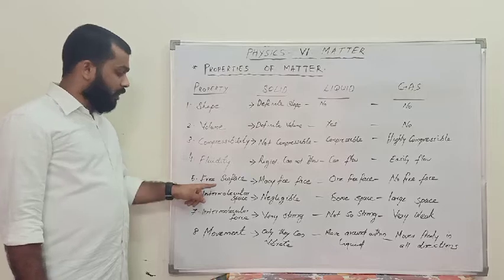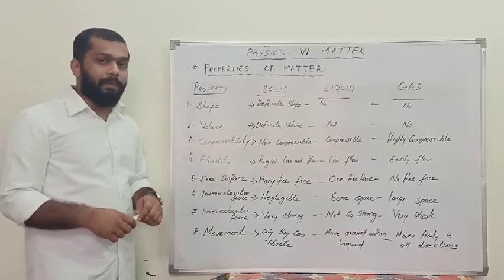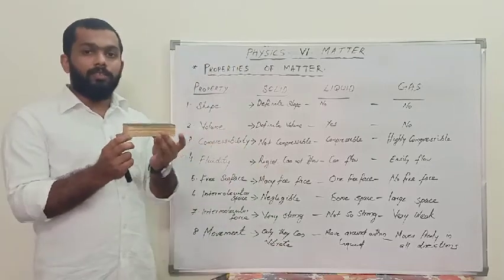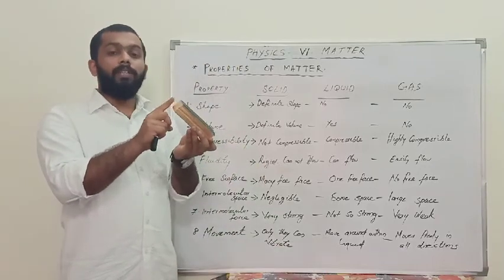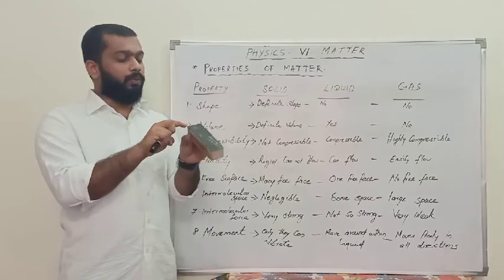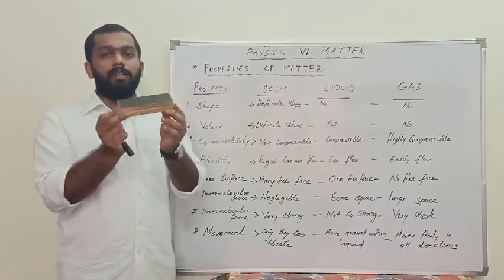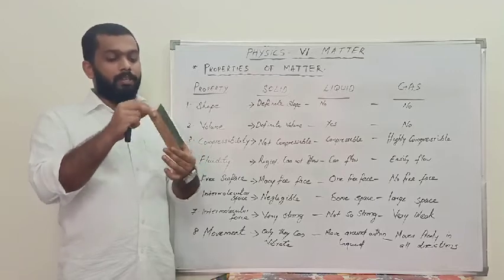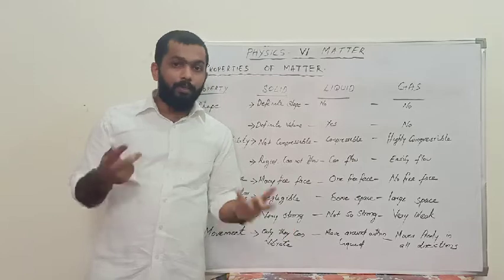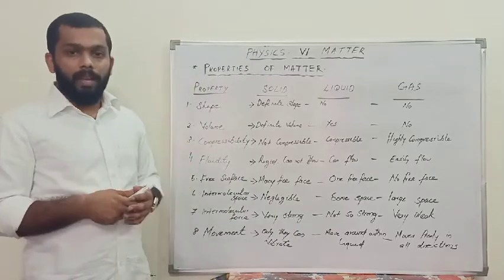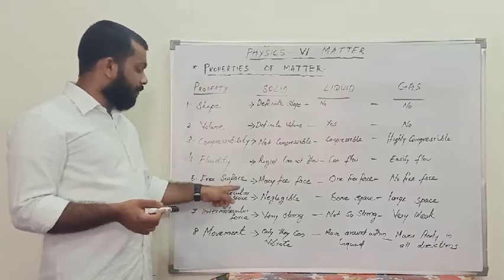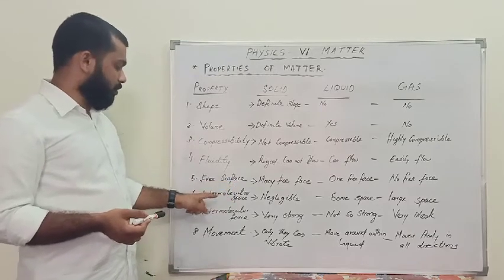Then the fifth one is free surface. Free surface means, when we are considering an object, suppose I consider this duster, it has some free surfaces. That means surfaces without any contact. So 1, 2, 3, 4, 5, 6 surfaces are there. I can say that this has 6 free surfaces. Sometimes there will be 2 surfaces, 3 surfaces, etc., and sometimes only 1 surface can be there. So the number of free surfaces is called the free surface.